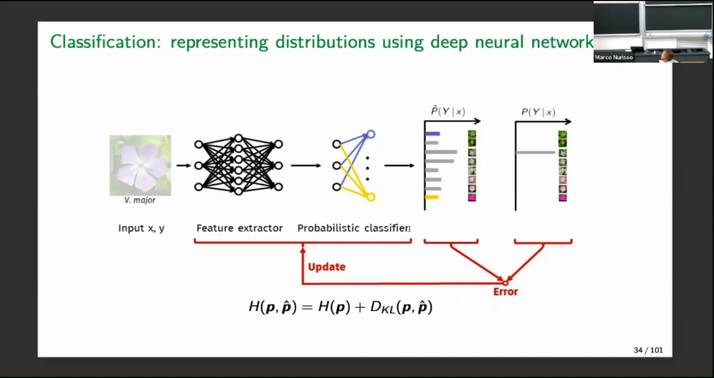So the output of your classifier is going to be, for example, this distribution here, where you say there's a high probability that it's this type of flower, and also a high probability that it's this other type of flower, so you're quite uncertain. This might be because this image was taken in very bright conditions, so you didn't have a very good picture. And in this example, this was an image of the class Vinca Major.